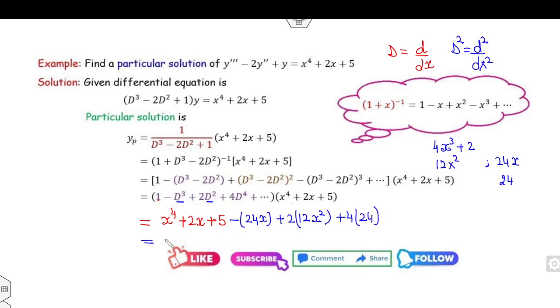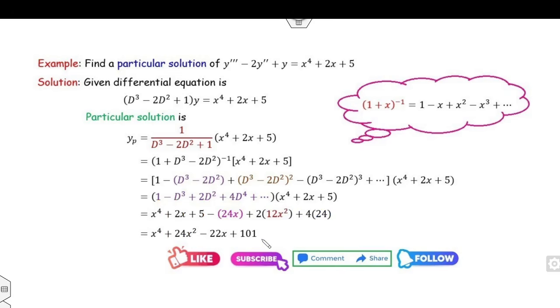Now you can open this bracket. It is x raised to power 4 plus 24 into x square. 24 and 2 is the minus 22x, and 24 into 4 is the 96 plus 5. This is 101, 101 is the right answer of this problem. Always expand this form and you can get the right answers.